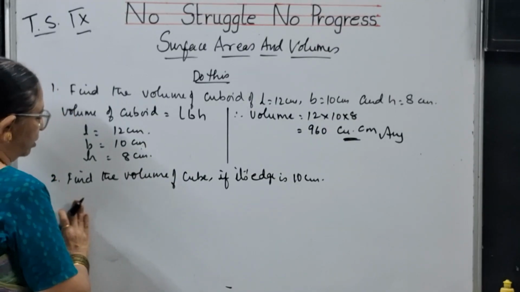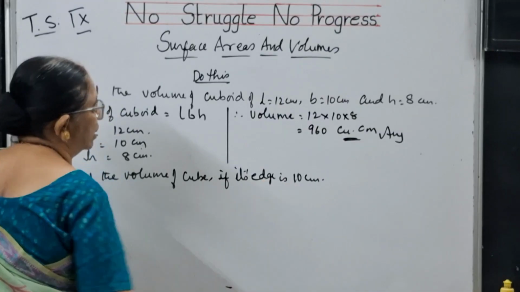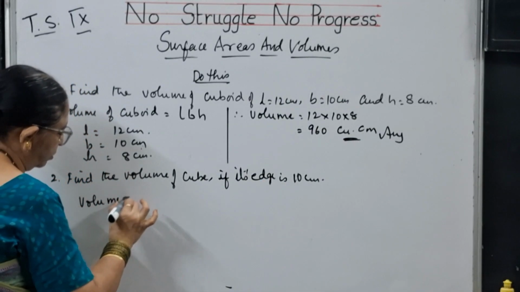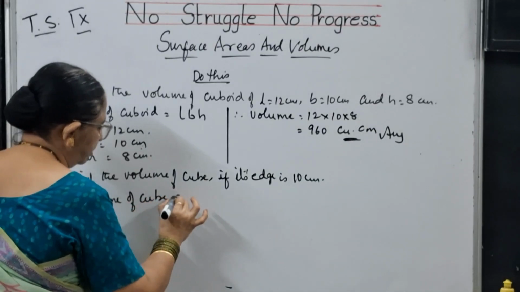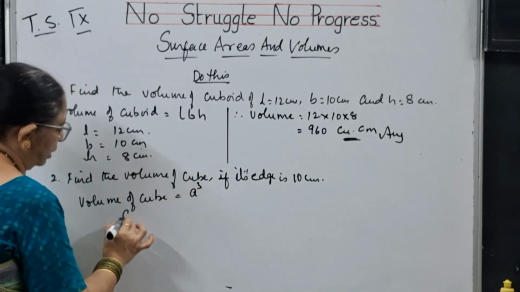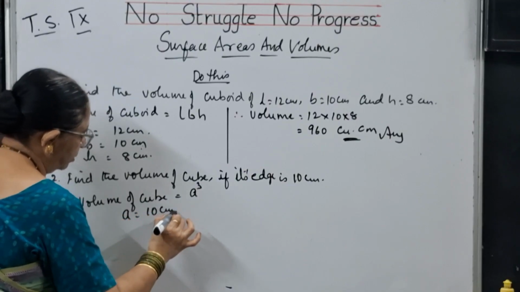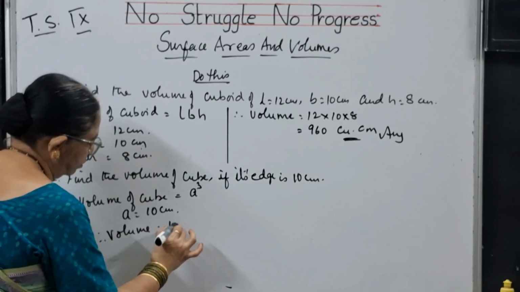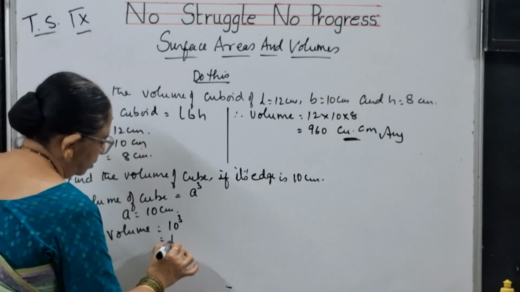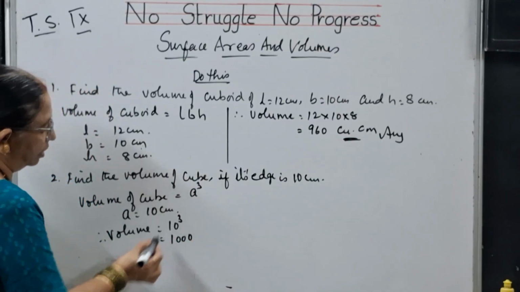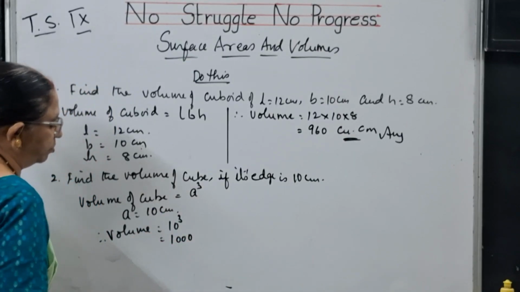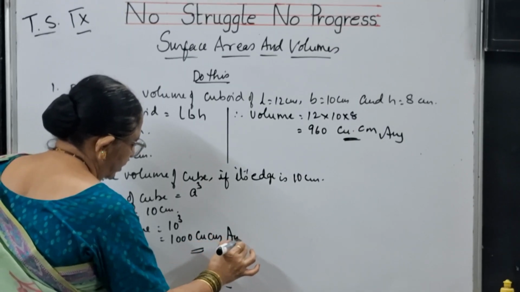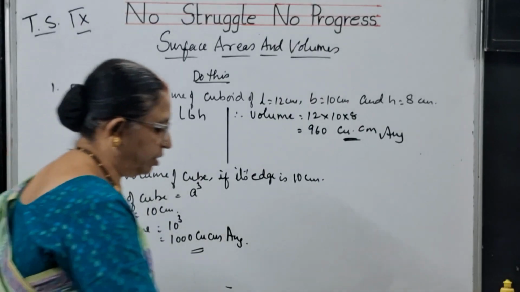Now, the second one, find the volume of the cube if its edge is 10 centimeters. So, what is the formula for volume of cube? Volume of cube is a cube. A is given as 10 centimeters. Therefore, what is the volume? Volume is 10 cube. That is 3 zeros, no? 10 cube, 10 into 10 into 10. 10 cube means 1000 cubic centimeters is the answer for this problem, children. Please note it down.